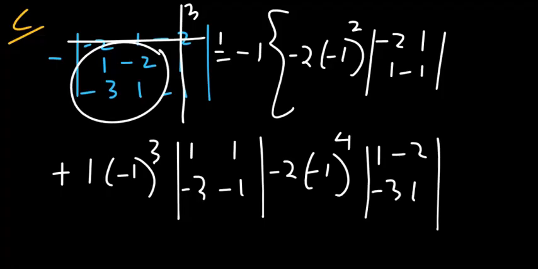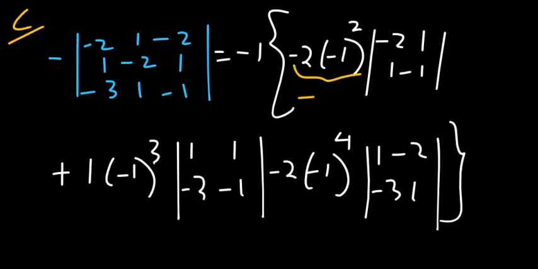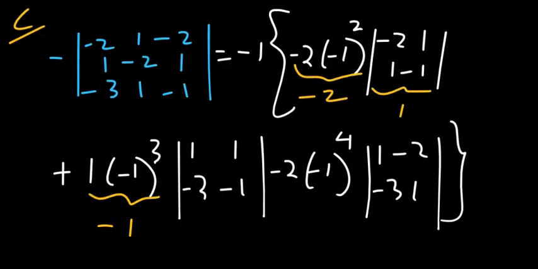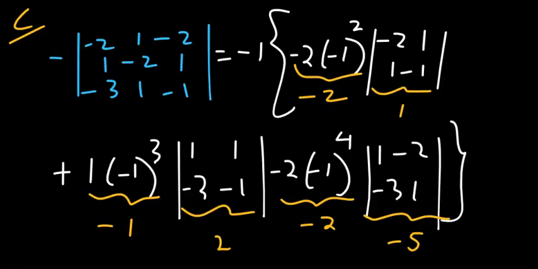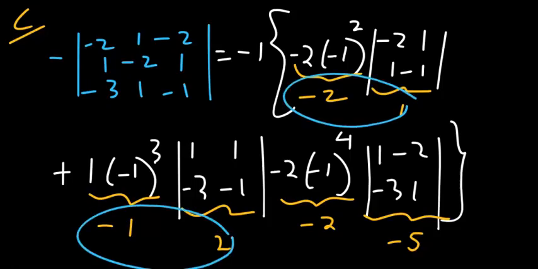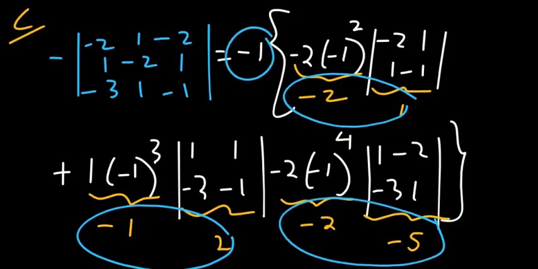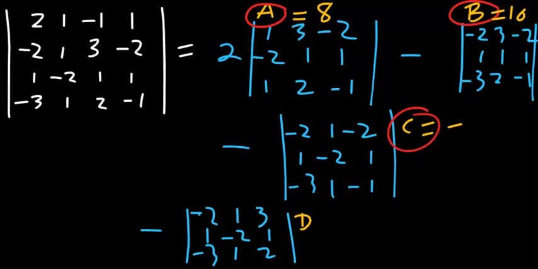So that is minus 2, this is 1, this is minus 1, this is 2, this is minus 2, and this is minus 5. So minus 2 plus minus 2, which is minus 4, plus 10, which is 6, times minus 1, you get minus 6. So C is minus 6. Now one last term is the term D.